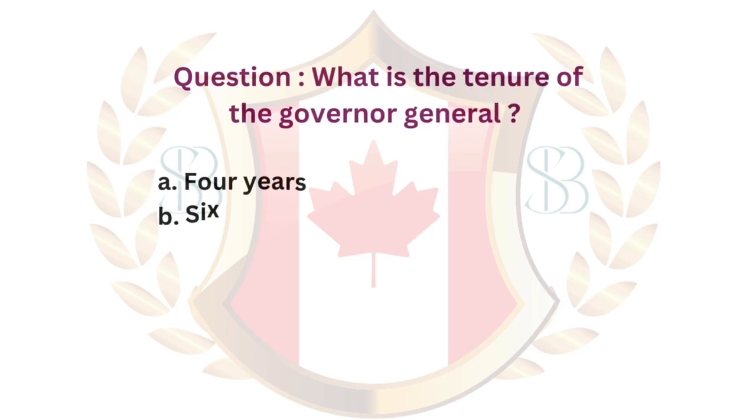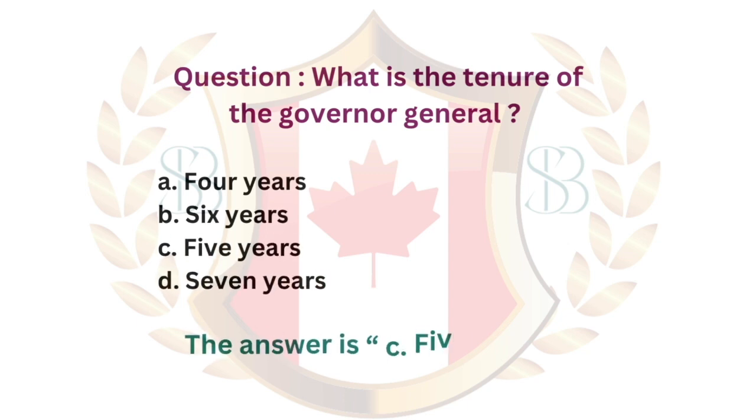Question: What is the tenure of the Governor General? A. 4 years. B. 6 years. C. 5 years. D. 7 years. The answer is C. 5 years.